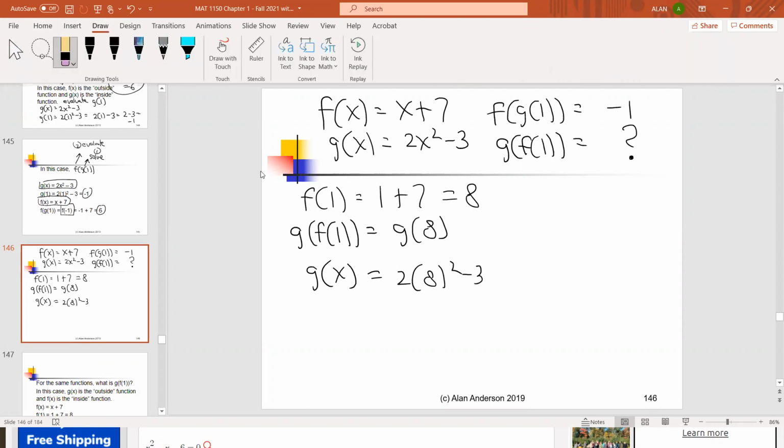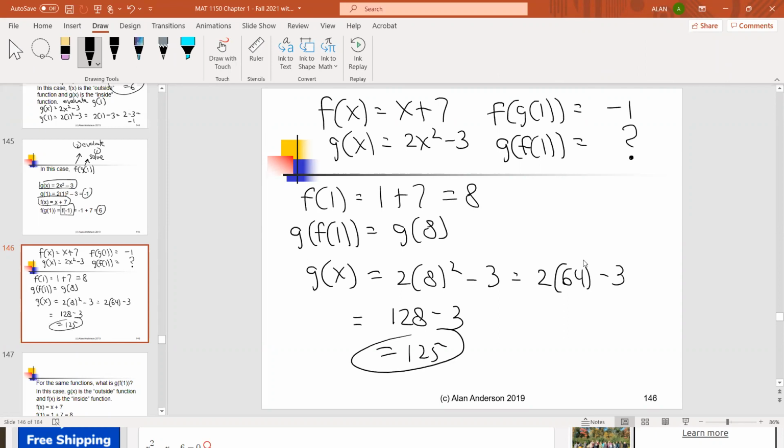Okay. So 8 squared, of course, is 64, and 128 minus 3. Yes, exactly. We have a winner.